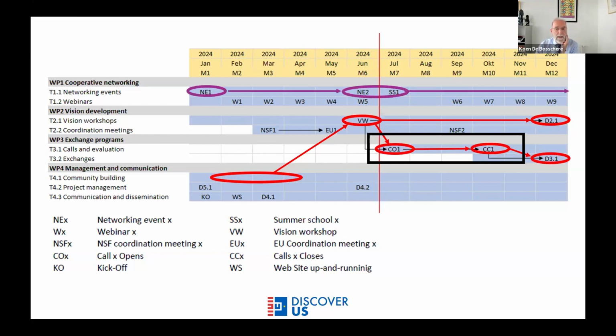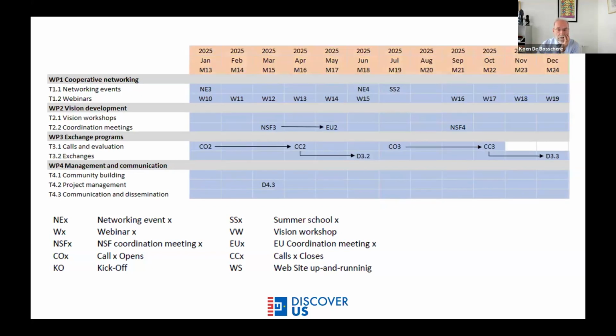In WP1, we have networking events. So every 6 months, we have an in-person event. And in the meantime, we do monthly webinars, and this is webinar number 5. And then we also have these strategic meetings between the officials of the NSF and also the officials of the European Commission.